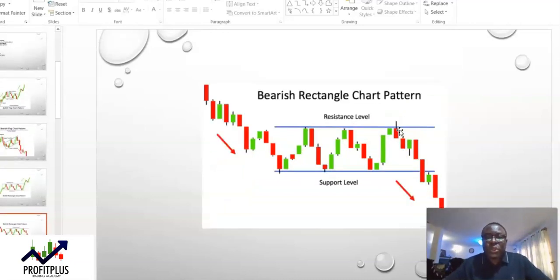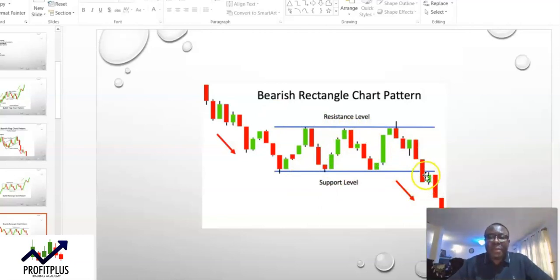All right, so we go to the bearish rectangle. This is a bearish rectangle here. This is a downtrending market. See, price is falling. It fell into this zone and started correcting. It's trading sideways between support and resistance levels. There's a bearish rectangle chart pattern here, so we are waiting for a breakout on the downside.